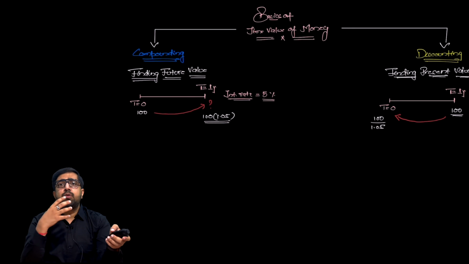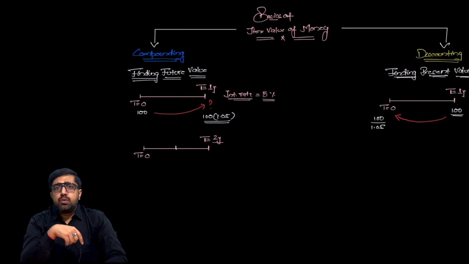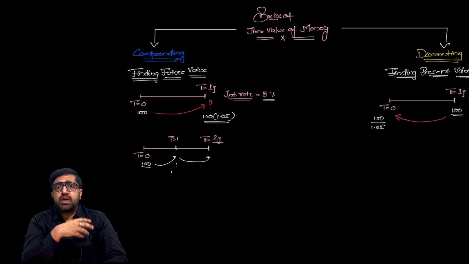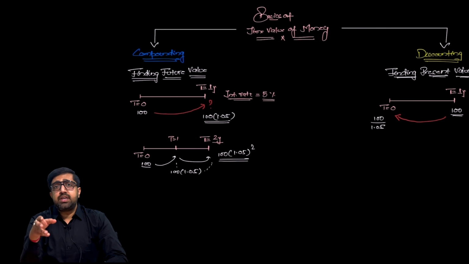Similarly, instead of 1 year, if I try to make it slightly complicated and make it 2 years and ask the question that if I have 100 outstanding today and I want to know what would be the value of that 100 after 2 years, then what will you do? You will first compound that 100 to the first year and then again you compound the 105 you receive at the end of 1 year to the second year. So compounding would look like 100 into 1.05 and then again it will become 100 into 1.05 raised to the power 2.